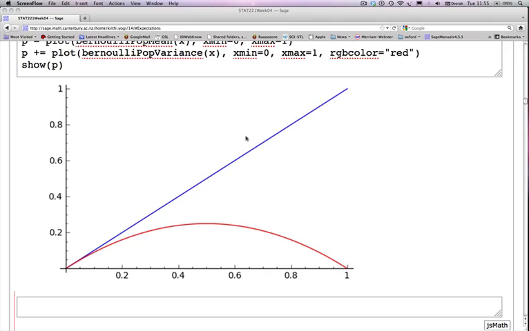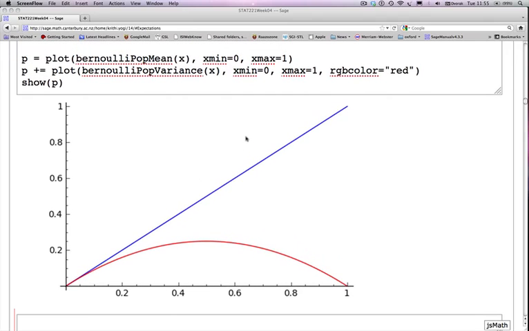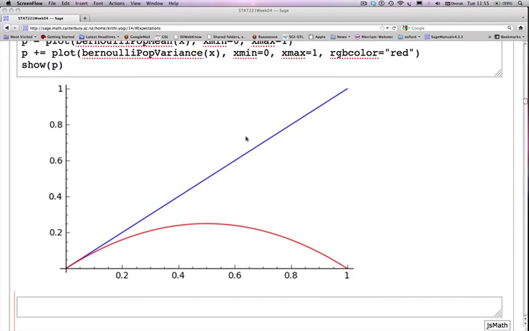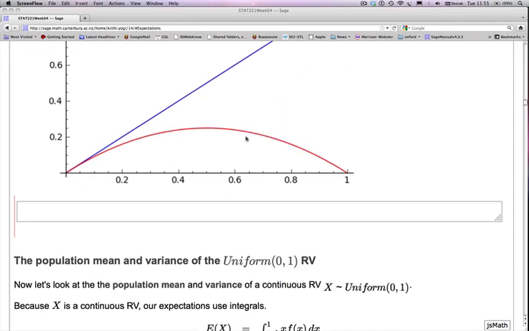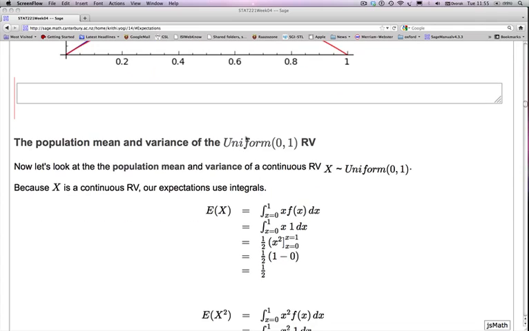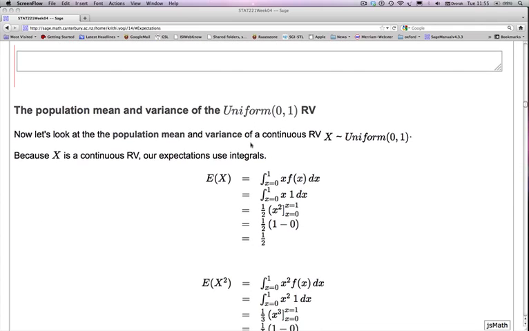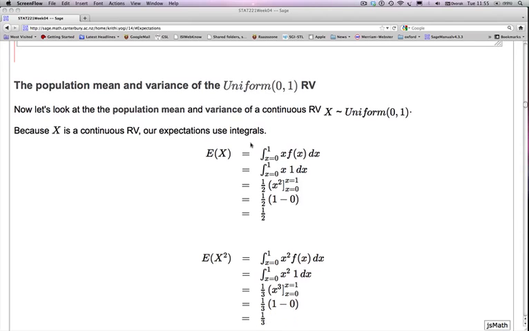We were just looking at the population variance and the population mean of the Bernoulli random variable. Now let's look at the population mean and variance of the uniform 0,1 random variable.